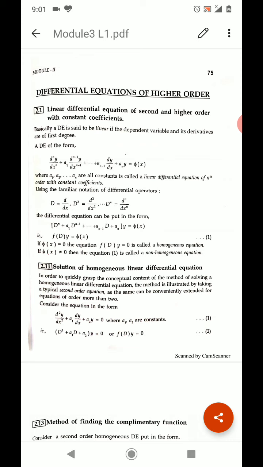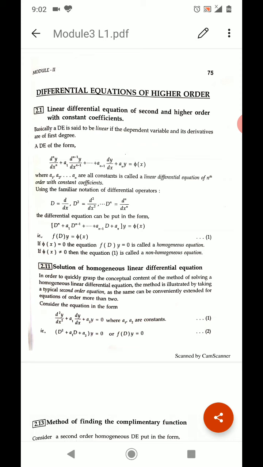Any differential equation in which a dependent variable and its derivatives are of first degree is called a linear differential equation. So here we have an nth order linear differential equation, that is d^n y by dx^n plus a1 d^(n-1) y by dx^(n-1), and it goes on up to an y, which is equal to φ of x, where a1, a2, an are all constants.